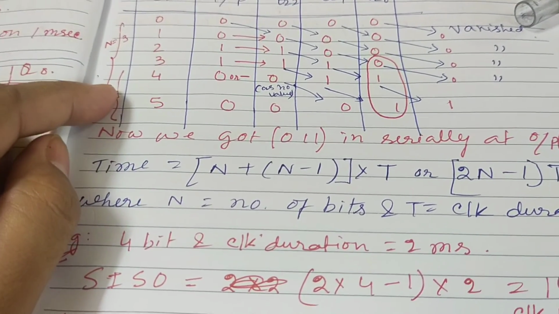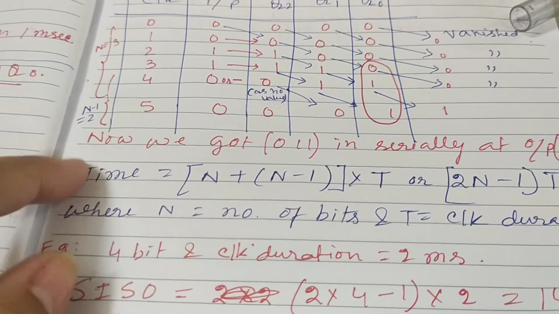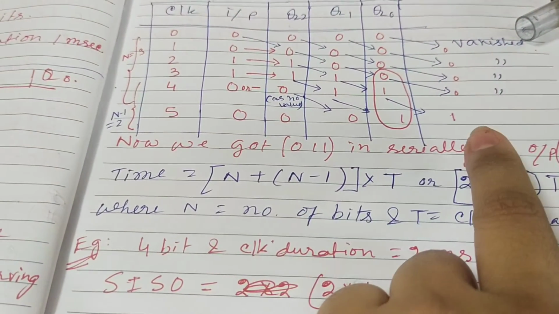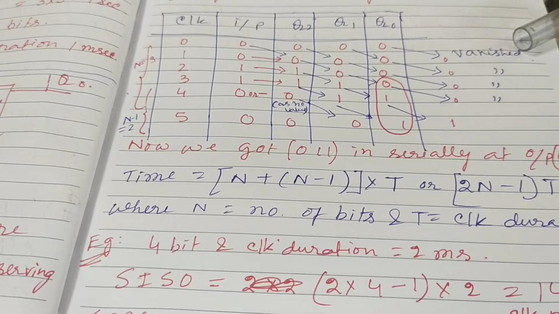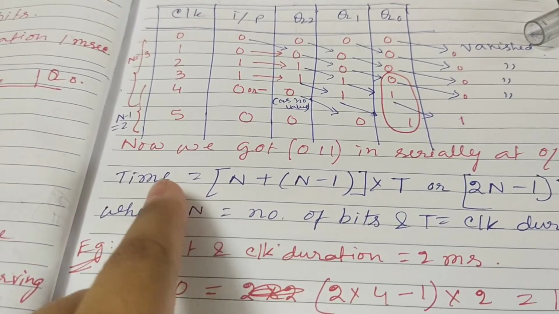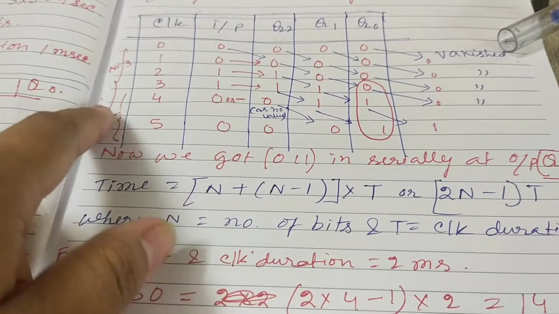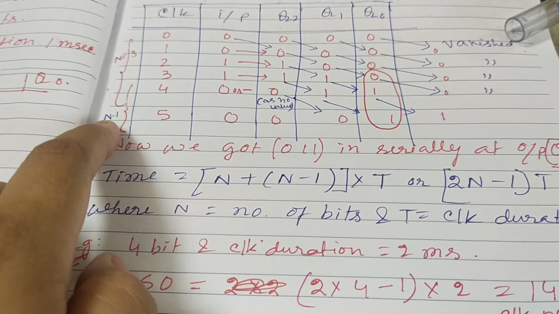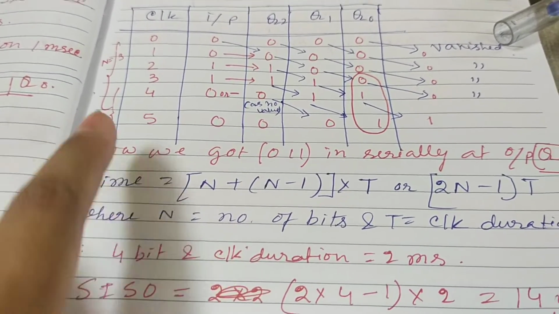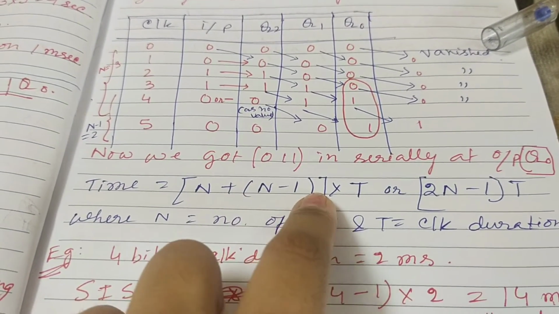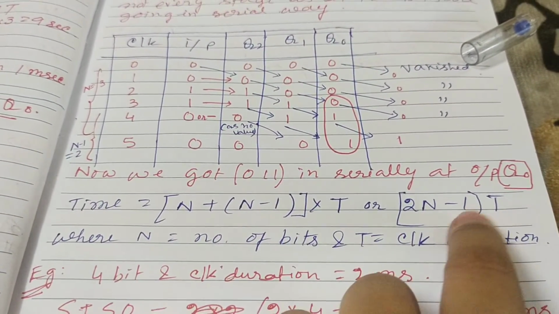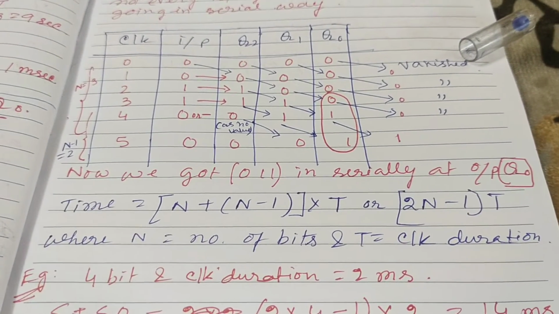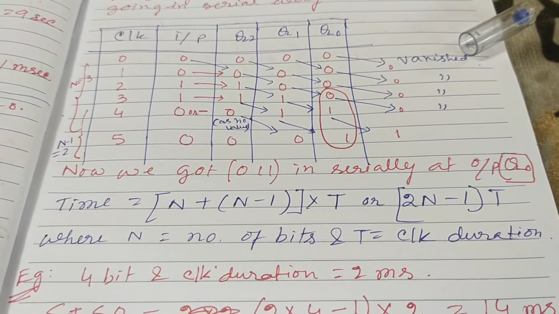Here we can see this is the n, so 3 clock pulses here, and we also need 2 more clock pulses for transferring the data completely in the SISO. So here n plus, n equals 3, and here 2. For 2 we can write n minus 1 equals 2. So n plus n minus 1 into t equals 2n minus 1 into t, that is our formula, where n is the number of bits and t is the clock duration.